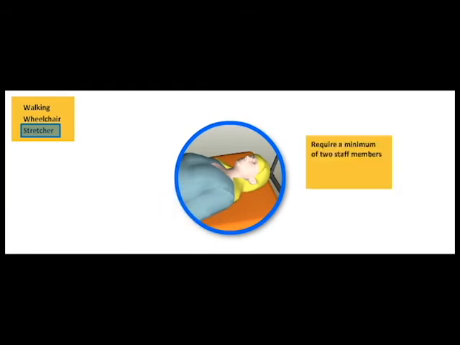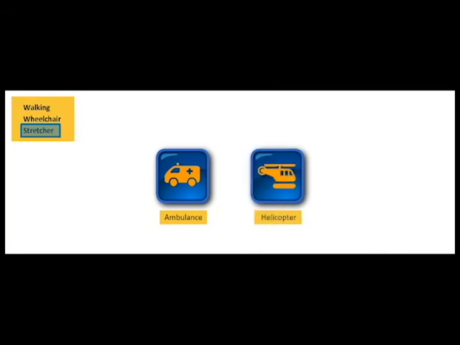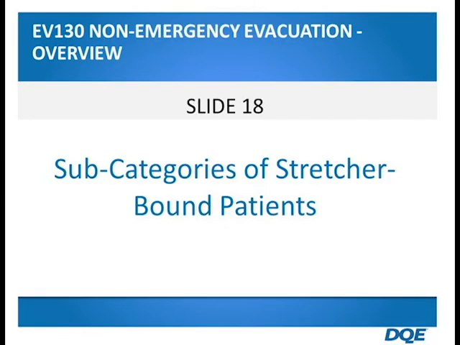Stretcher-bound patients require a minimum of 2 staff members, 1 clinical, 1 non-clinical, for movement, with additional staff as needed to manage life support equipment. These patients require an ambulance or specialized vehicle for transport and must be accompanied by a clinical provider appropriate to their condition, such as an EMT, paramedic, or clinical staff member.